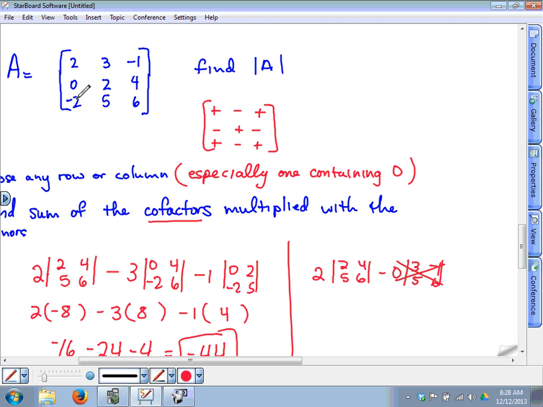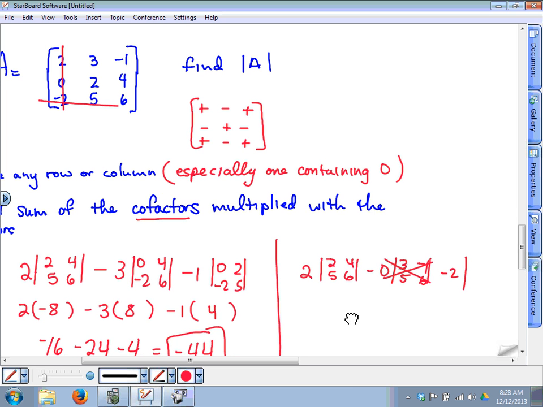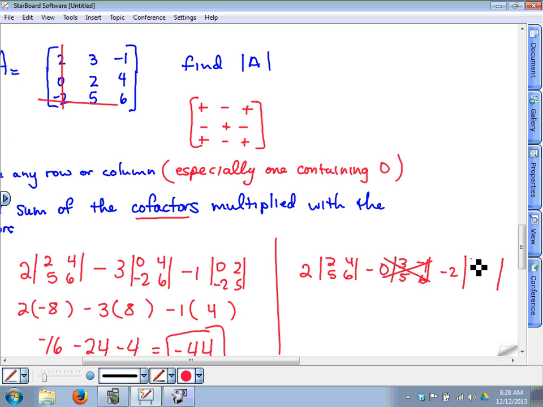Negative 2 is the entry, but what's the cofactor? It's negative 2 times this positive 1. So it's still negative 2. And if that row and column are crossed out, you get 3, negative 1, 2, and 4.